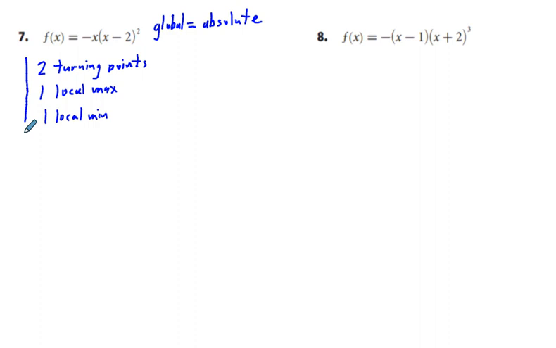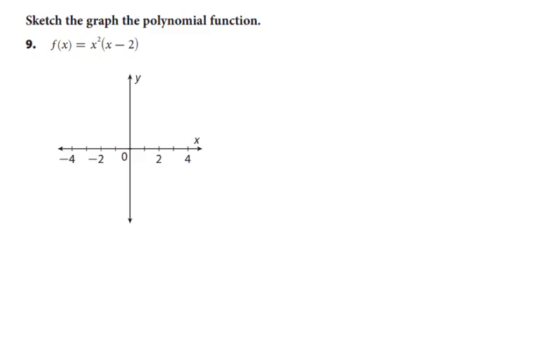And so that would be 7. Next on our problem, 9. Here we are, sketch the graph. What's the graph of the following function?